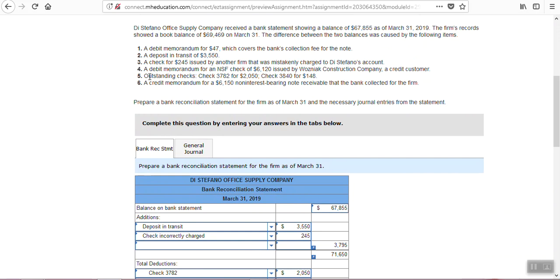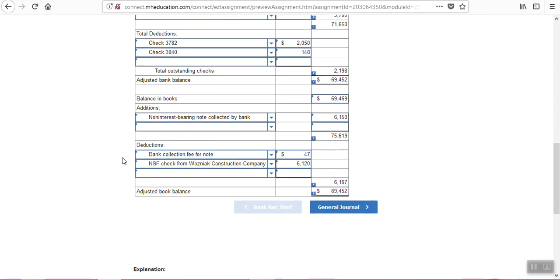And let's see, number 4 says a debit memorandum for an NSF check of $6,120 issued by Wozniak Construction Company, a credit customer. That simply means that Wozniak Construction Company was our customer. They paid their account. We had an accounts receivable for them, and they made a payment on that accounts receivable, but the check didn't clear the bank. It bounced. It was a bad check. So when that happens, the bank is going to take that money back out of our account. So we're going to look down here, that NSF check that the bank took back out of our account. We need to do something with that on our records as well, because we need to record that Wozniak Construction Company still owes us some money because their check bounced.